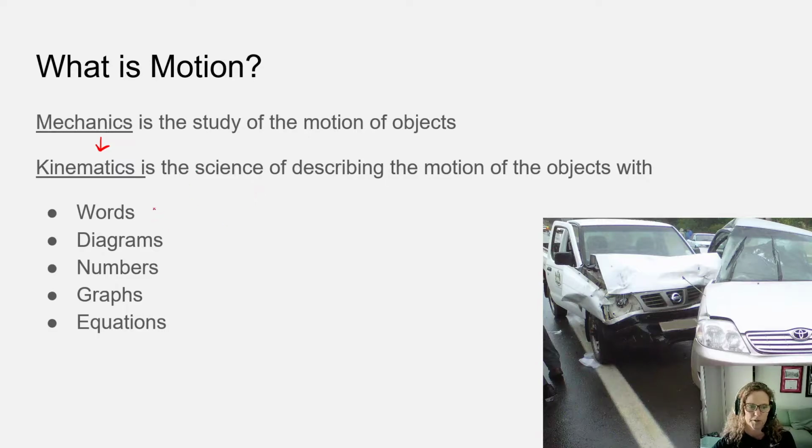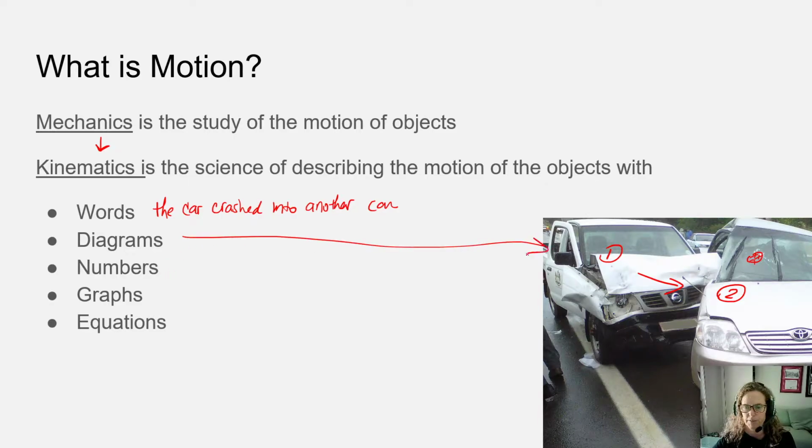So, for example, we could say the car crashed into another car, and that would describe the motion. We can also use diagrams saying car 1 crashed into car 2. And maybe we could say this person probably isn't feeling so good. So that would be like a diagram example.